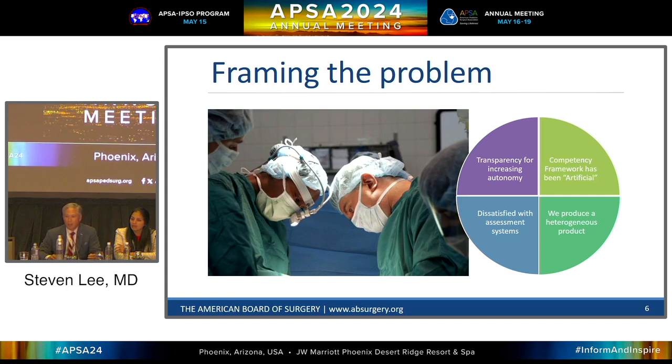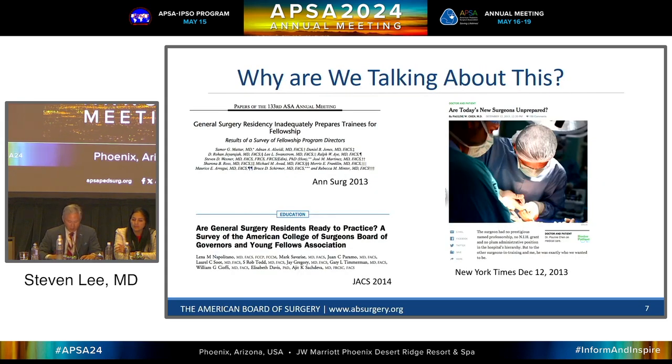Competency framework has been artificial and abstract. There's dissatisfaction with the current assessment systems. And frankly, it's not one-size-fits-all. We produce a very heterogeneous product. Here are some articles, and even a New York Times article questioning the quality of our product, which from the board standpoint really hits us to the heart. And we really have the responsibility from the American Board of Surgery to ensure to our public the quality, the consistency, and the skills of our certifying diplomats.